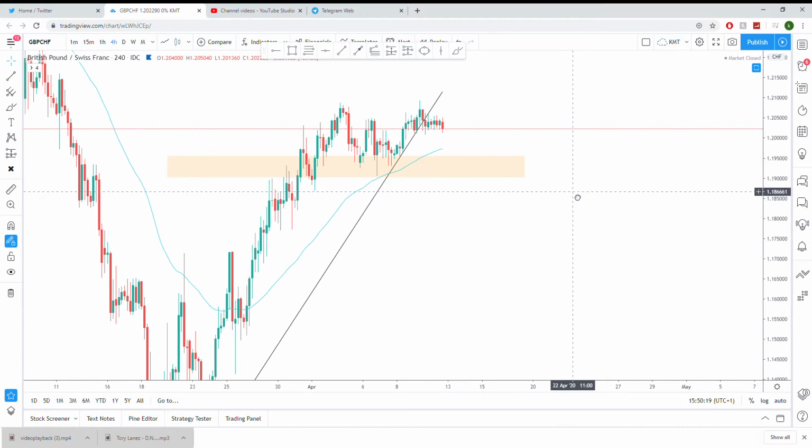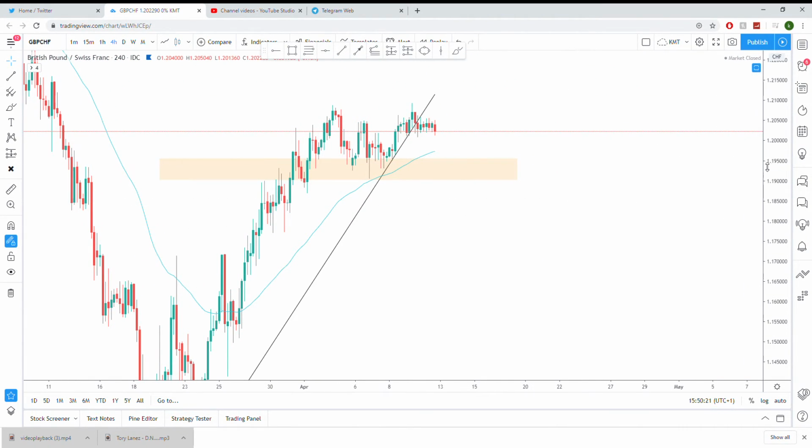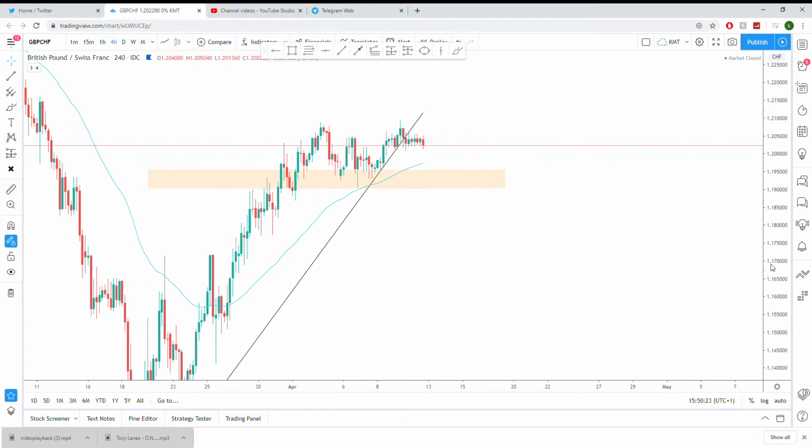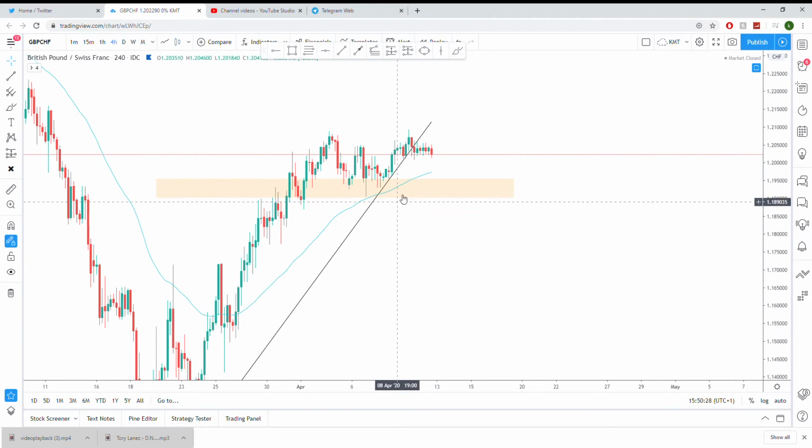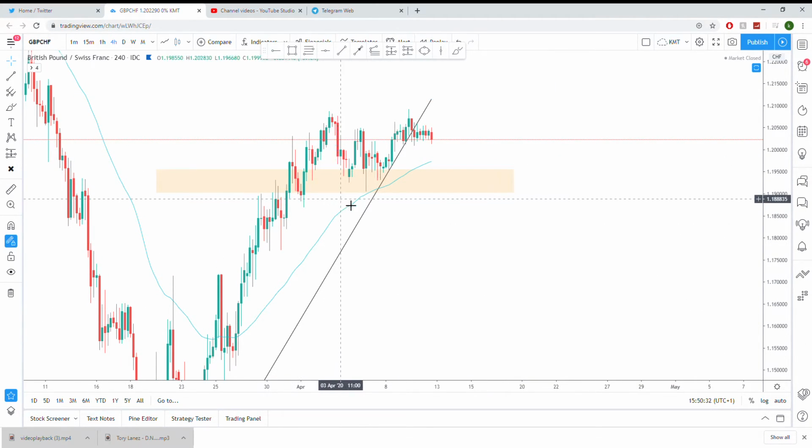On the 4-hour time frame, that's where we do most of the analysis. This is the long-term time frame. But if you start to go lower, such as 1 hour or 15 minute, you can go a lot deeper into drawing zones and our trend lines as well.